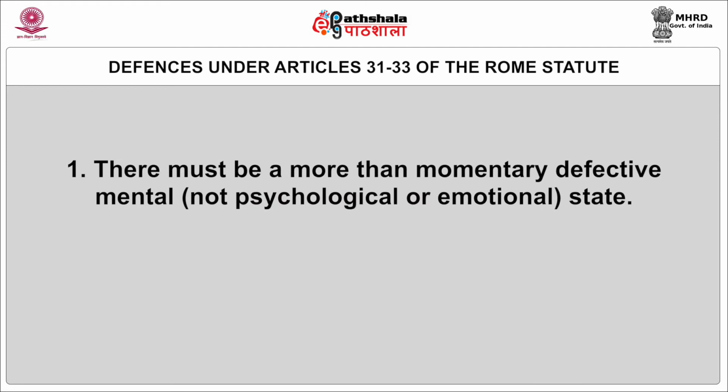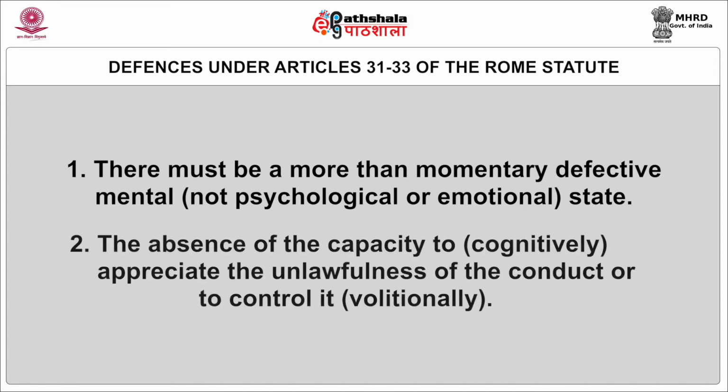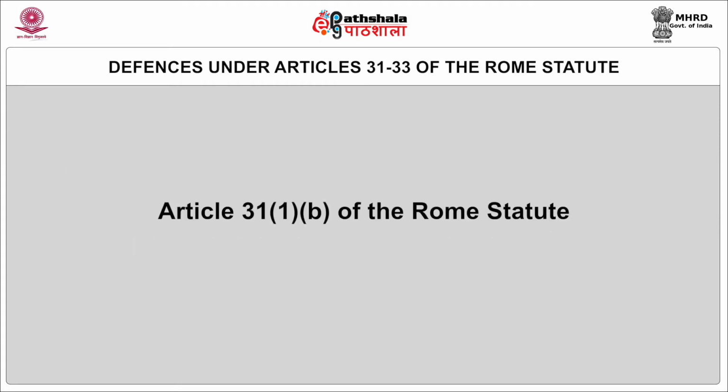Thus, the exclusion of responsibility pursuant to Article 31(1)(a) appears to have two requirements. Firstly, that there must be a more than momentary defective mental state, and this cannot be a psychological or emotional state. Two, the absence of the capacity to cognitively appreciate the unlawfulness of the conduct or to control it volitionally, that is voluntarily. Let us now turn to 31(1)(b) of the Rome Statute.